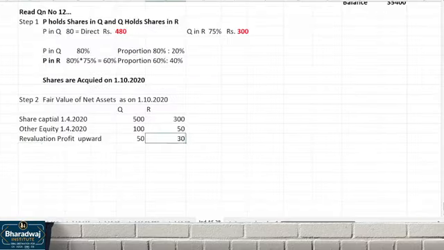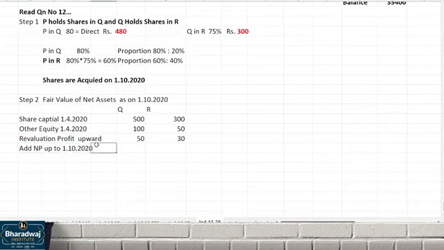Wait, it is not sufficient. Add net profit up to the date of purchase, up to 1/10/2020. How do we work out net profit up to 1/10/2020?